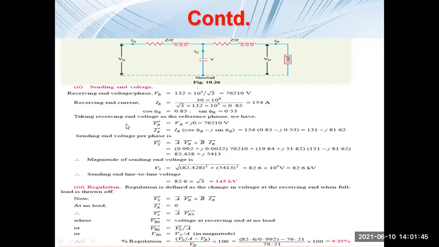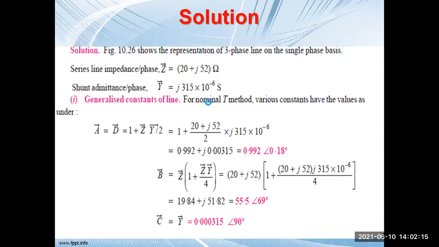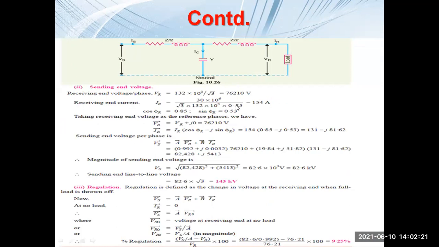Now next, you have to solve this particular problem, that is, you have to calculate the sending end voltage. Here we will not apply the nominal T method. We have to apply the ABCD parameters. So how to do that? VR is 132 kV. We'll first calculate the phase voltage. So this is 132 into 10 to the power 3 by root 3. Then IR equal to power, which is 30 megawatt, divided by root 3 into 132 into 10 to the power 3 into 0.85. So we'll get this value. Cos phi r is 0.85, sin phi r is 0.53.